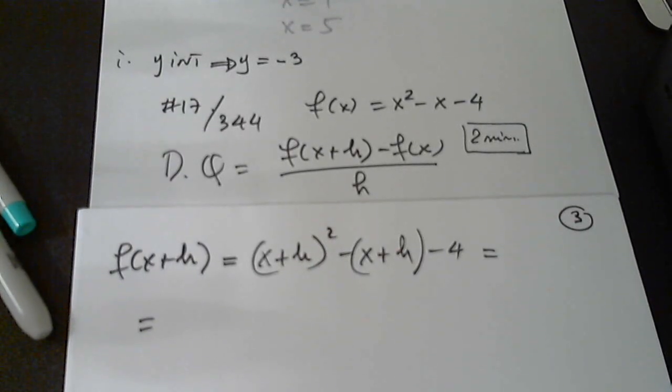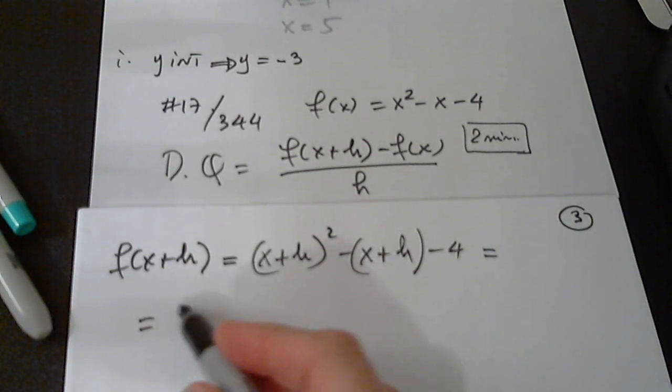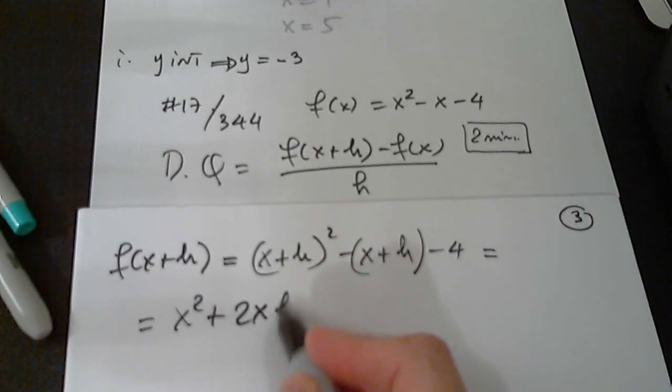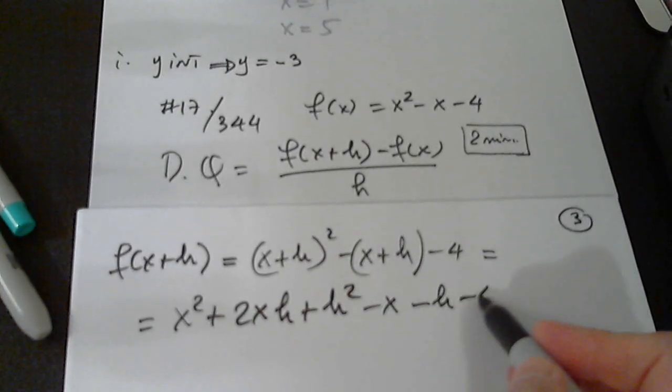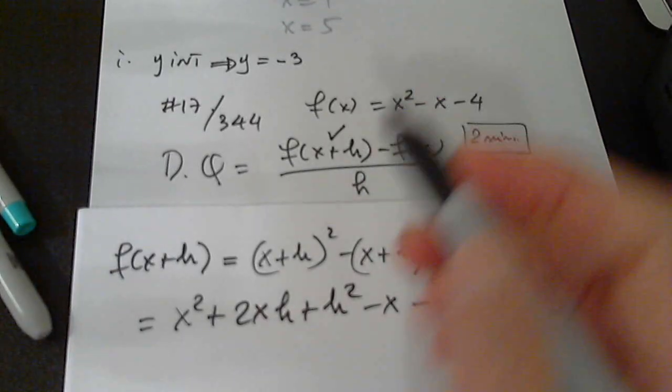Okay, that's the first step. Now, can anyone give us the second step? Because we have to fully simplify this before we put it in. Perfect. This is the first step. Excellent. It would be x squared plus 2xh plus h squared minus x minus h minus 4. That's it. Awesome.